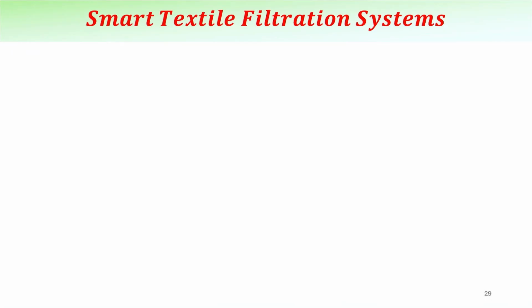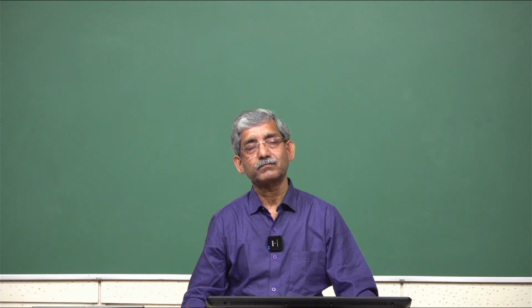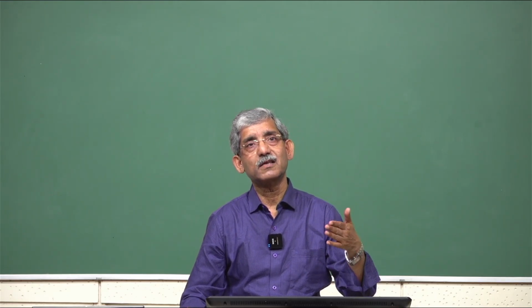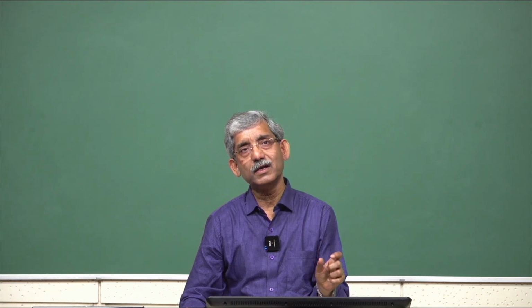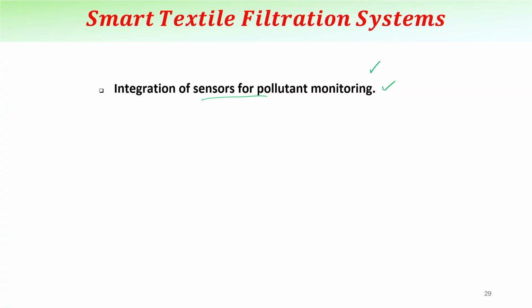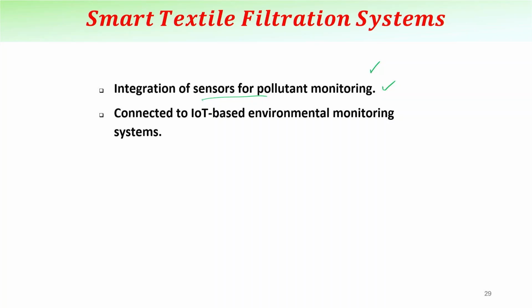And smart textiles are used for water filtration. So, we can use integration of sensors for pollutant monitoring. We can incorporate different types of sensors within the textile material, which sense the type of pollutant. Accordingly, the textile can get activated, if we can identify the pollutant.